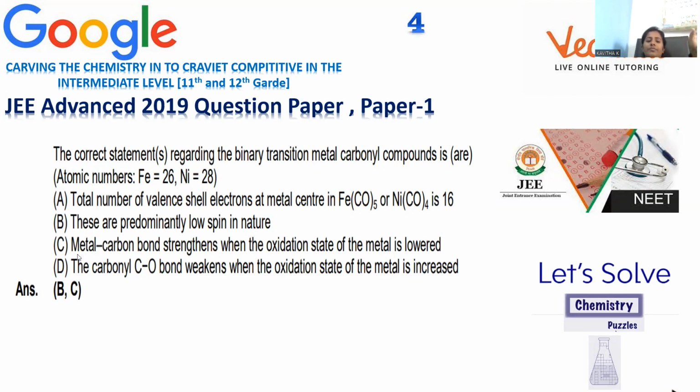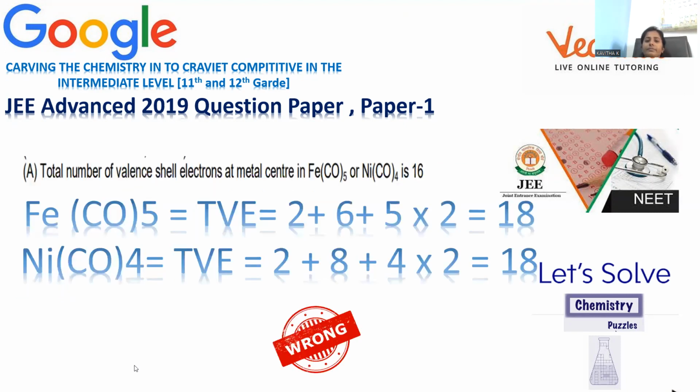So D is wrong. What they are saying in B and C is correct. A is wrong, D is wrong. In A, you are getting 18. In D, the carbon oxygen bond will not be altered by a change in the oxidation state of the metal. So B, C are the correct answers. For question number 4, options B, C are the correct answers.